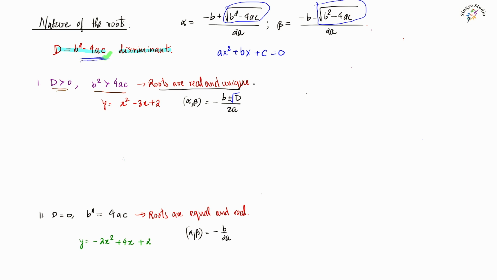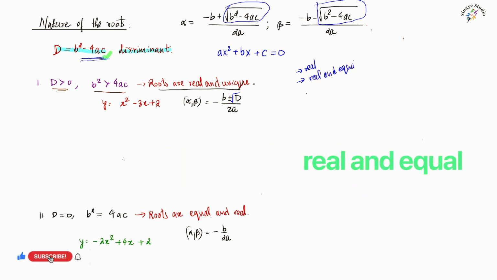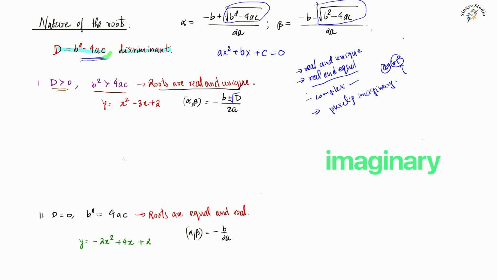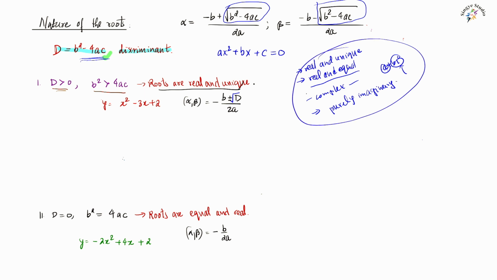Here the nature of the roots means that the roots can be real and equal, real and unique, which means the two roots will be different, or complex. It means that it will contain a complex number in the form a plus bi, where i is the imaginary number and a is the real part. So this kind of thing is called complex, as well as the roots can be purely imaginary. So these are the natures of the roots that I was talking about.